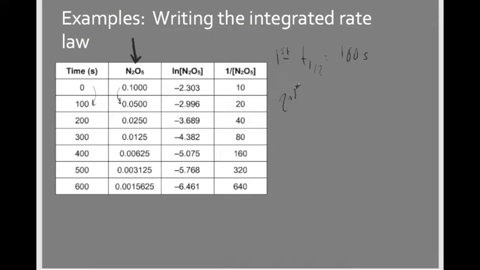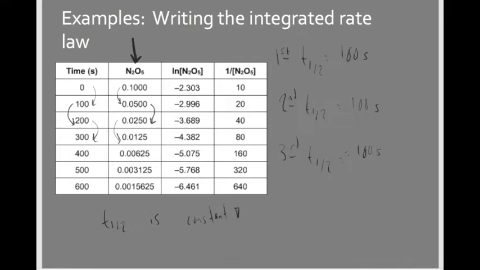My second half-life, how much time does it take for that to get cut in half again? Well, look. Right away I can see 0.05, 0.025, that's a halving. How much time did that take? 100 more seconds. So my second half-life is 100 seconds. What about my third half-life? 0.025 to 0.0125, that's a halving. That took 100 more seconds. So it seems to me like the half-life is constant.